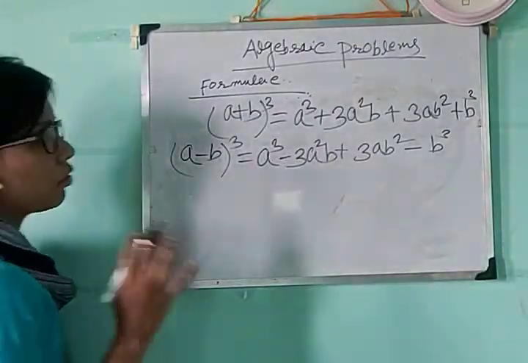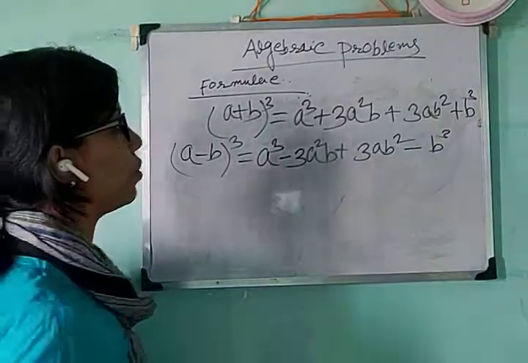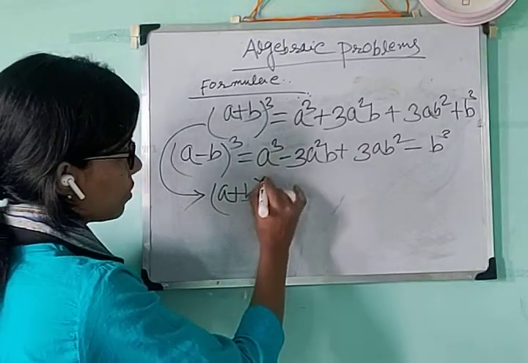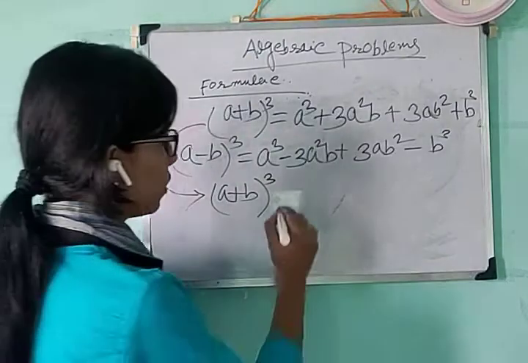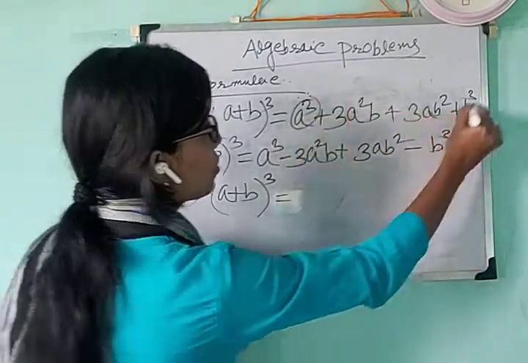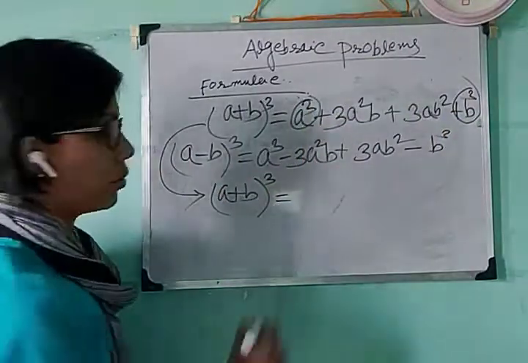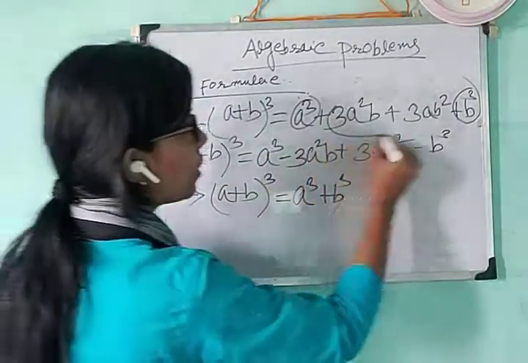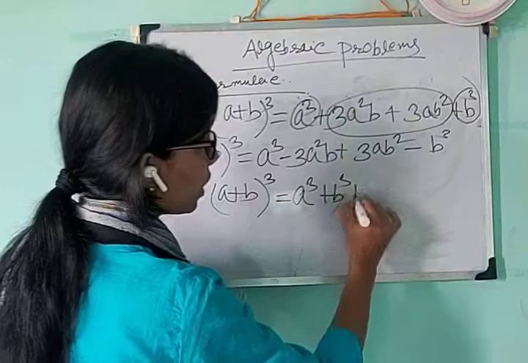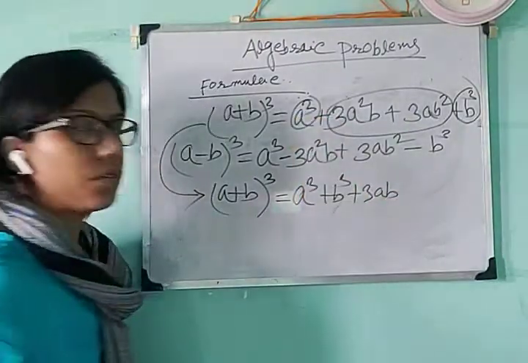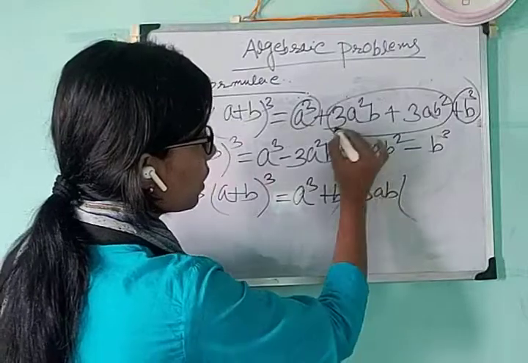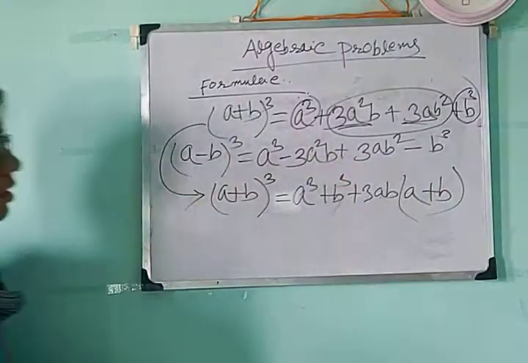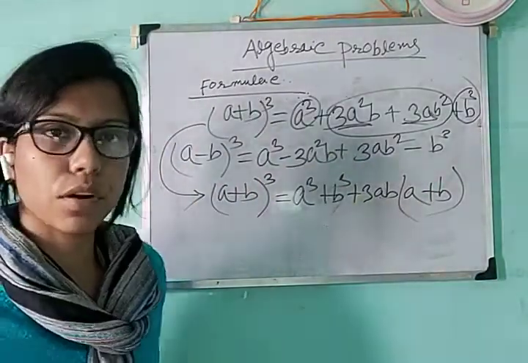Now there are other two forms of a plus b whole cube and a minus b whole cube. Suppose I am writing the other form of a plus b whole cube. Combine these two, a cube plus b cube, and from the remaining part take 3ab common. After taking 3ab common, the remaining part is a and b, so 3ab into a plus b. This becomes the other format of the a plus b whole cube formula.